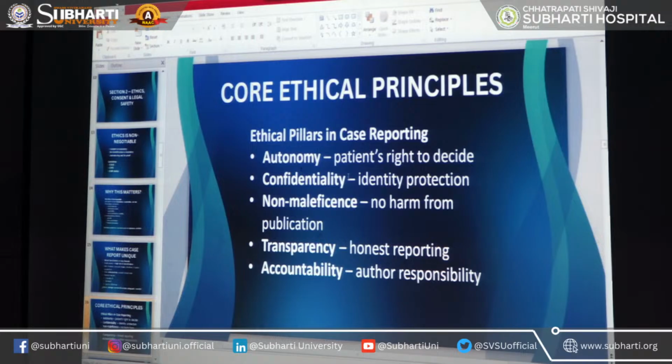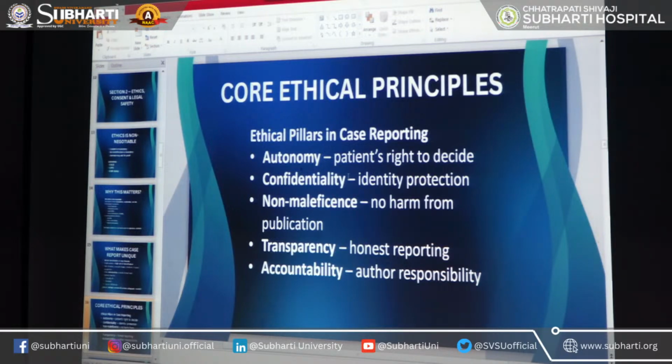Now, what are our core ethical principles? The ethical pillars in case reporting: first is autonomy, the patient's right to decide. Whenever you go for a study, first you have a patient consent form. Is your patient willing to be a part of the study? This is the most important thing. The patient has the right to decide whether he or she is willing to be part of that study. Second, confidentiality. You have to protect the identity of that patient.